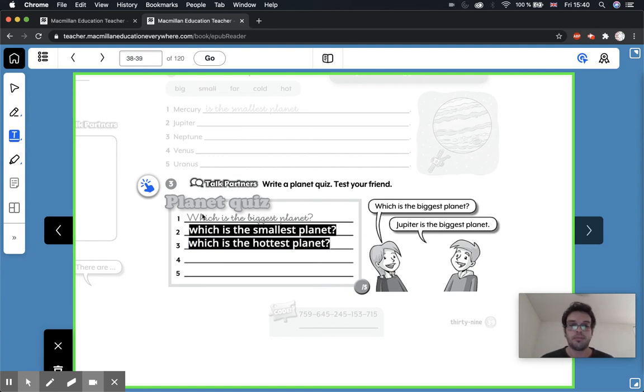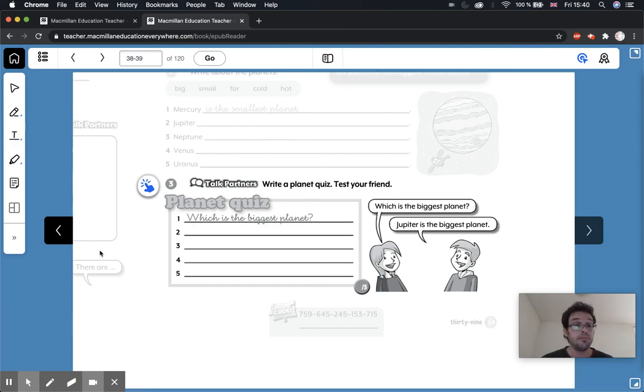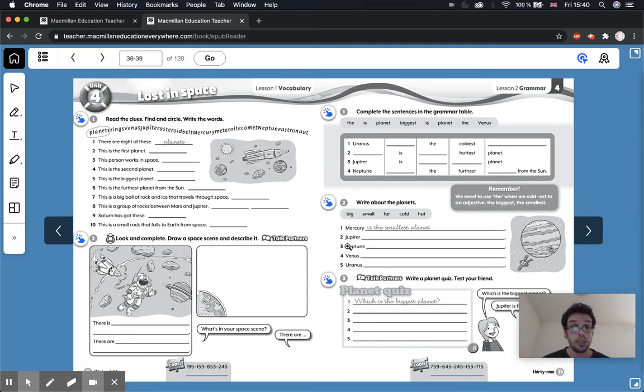Okay, which is the biggest planet? Which is the smallest planet? Which is the hottest planet? Make sure you have this copied correctly in your book. Okay, verificar que tienes esto bien apuntado en el libro. Okay, very good. So, that's all the work for today. Okay, and that's superlatives. Okay, easy.